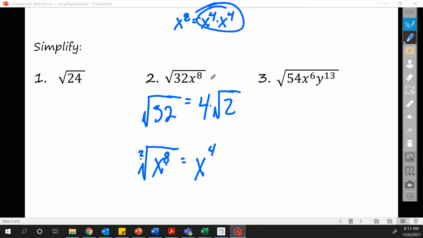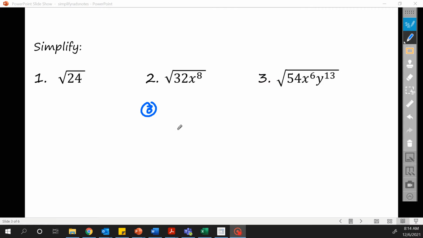So let's put our answers together to create our answer for the square root of 32x to the 8th. What were we able to take out of the radical? We were able to take a 4 out, and an x to the 4th out. What was left underneath the radical? The only thing left was a 2. So the square root of 32x to the 8th simplifies to 4x to the 4th times the square root of 2.